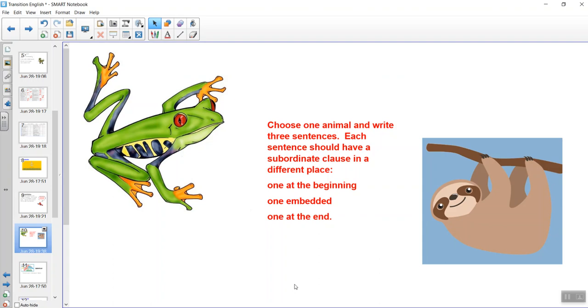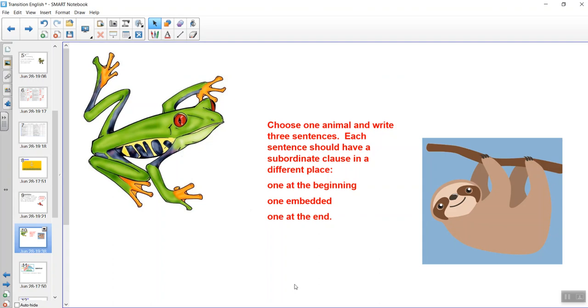I want you to write 3 sentences about the animal. So choose one animal and write 3 sentences. Each sentence should have a subordinate clause in a different place. One sentence will need the subordinate clause at the beginning, and one sentence will need an embedded clause, and one will need a subordinate clause at the end. So that's the beginning, the middle, and the end.